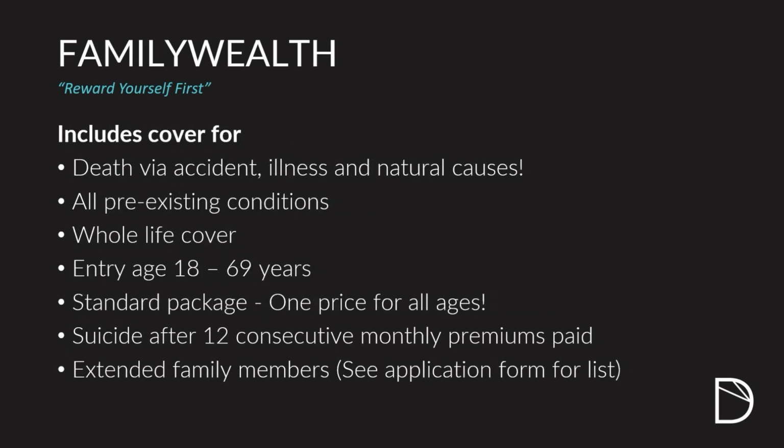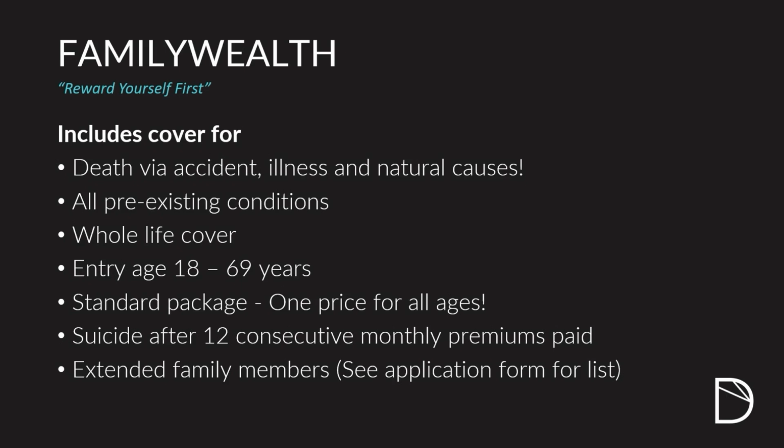The cover includes death via accident, illness, and natural causes, and all pre-existing conditions are covered as long as you've completed the waiting periods. It's whole life cover, which means that anyone between the age of 18 and 69 can take this product or be added to this product and be covered until the day they die, no matter how old they are when they pass away. Your purchased package has a fixed premium that is not dependent on your age.